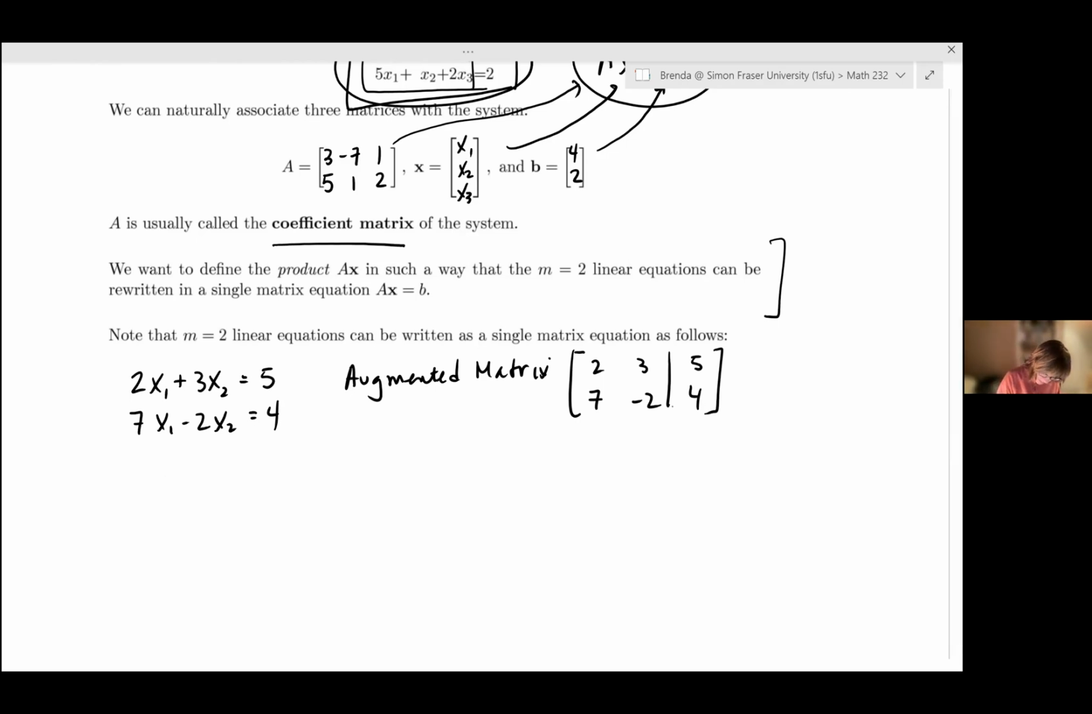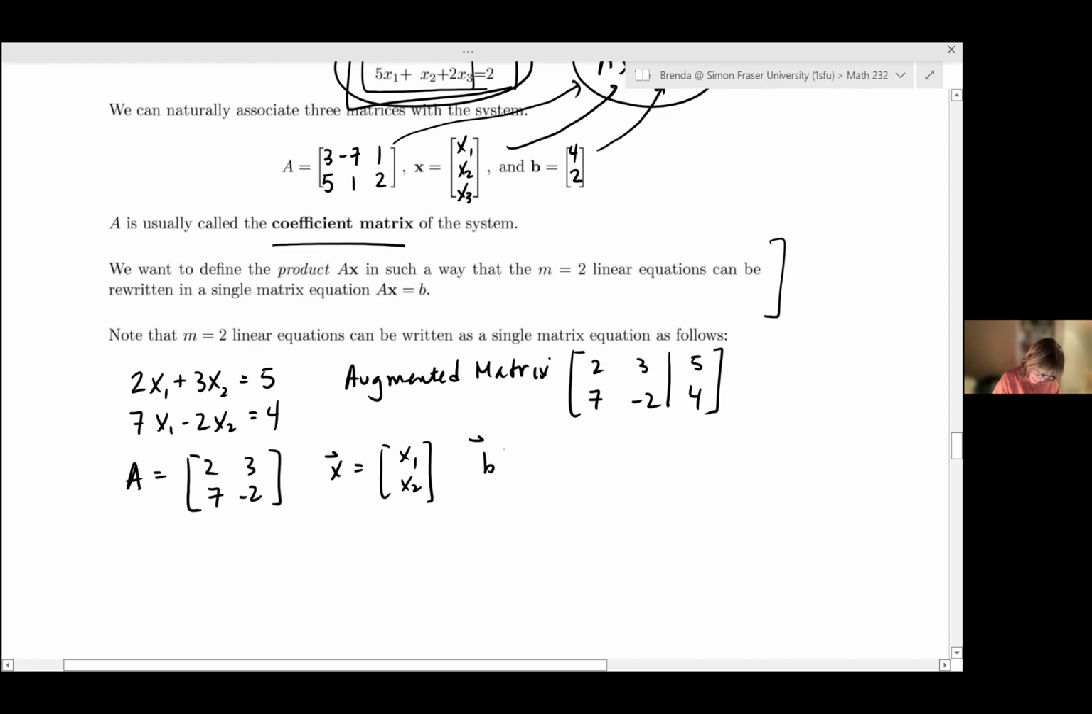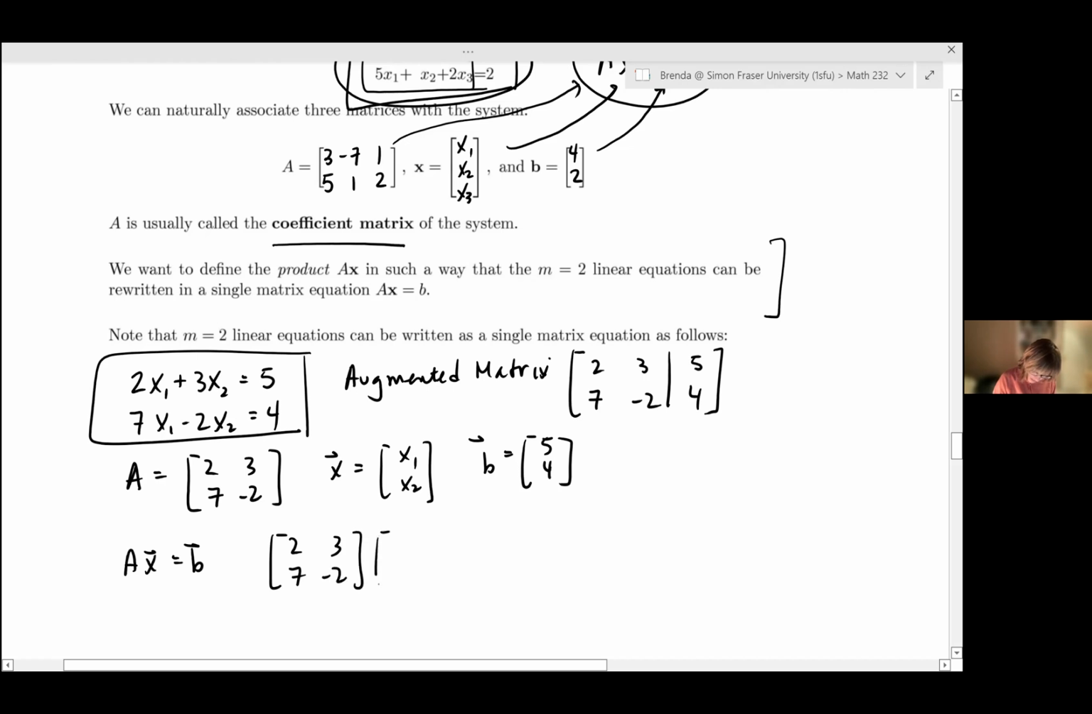Right now, however, let us write out A like this, 2, 3. This is now the coefficient matrix. And then let us get these two vectors here, x1 and x2, and the vector b, 5, 4. Okay, and now we want to take this and say it is this, Ax equals b. That means Ax, a matrix times a vector, is equal to a vector. That's what we're trying to do here.